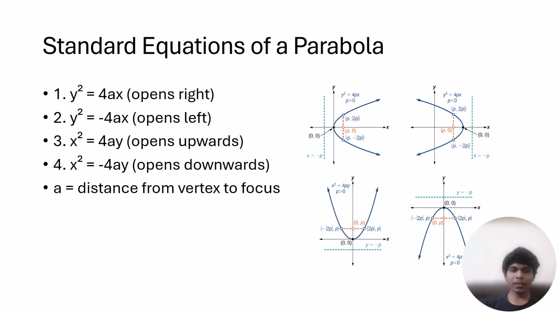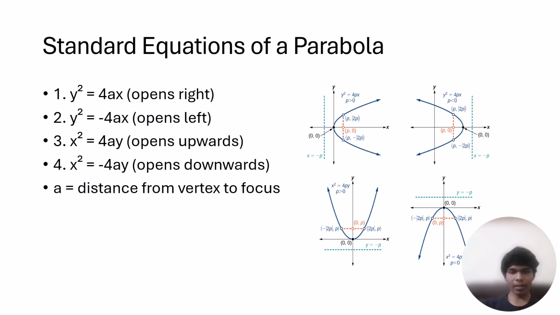There are four types of equations in a parabola. The standard equations of parabolas are: y square is equal to 4ax, which opens right, as we can see in the first image. Second, we have y square is equal to minus 4ax, which opens on the left. Third, x square is equal to 4ay, which opens upwards. And fourth, x square is equal to minus 4ay, which opens downwards. These are the four standard equations of a parabola.